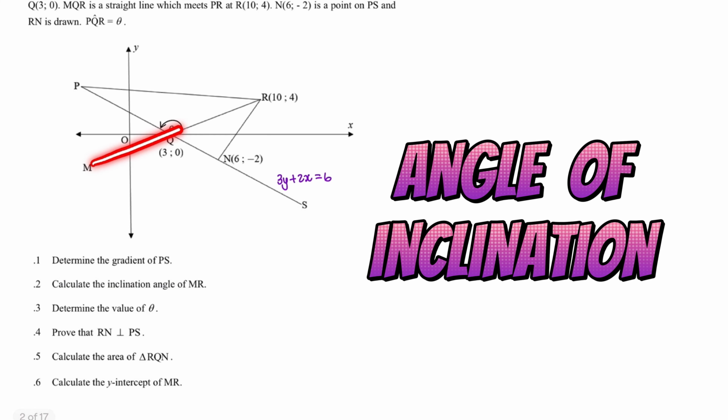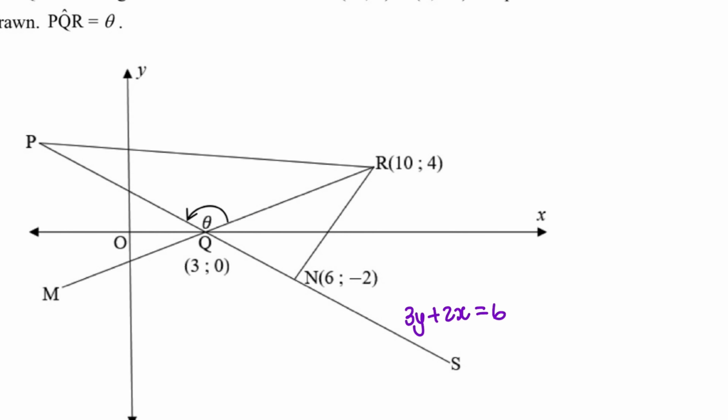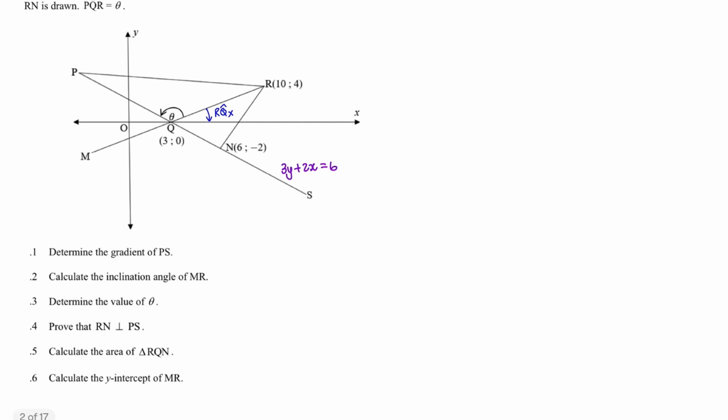So here we have MR, and we want to find the angle of inclination formed with the x-axis. So we're not trying to find theta, we need to find the angle formed between MR and the x-axis. So we call that angle RQX. And what we know is that the tangent of the angle RQX is equal to the gradient of the line MR. So let us find the gradient of the line MR.